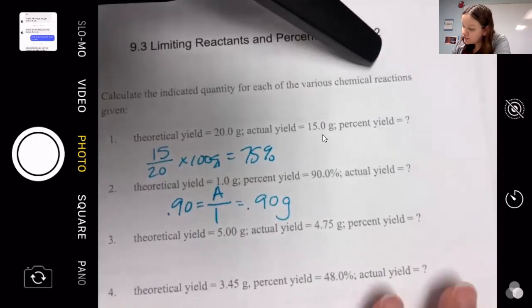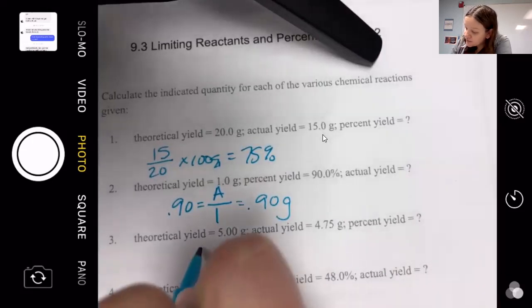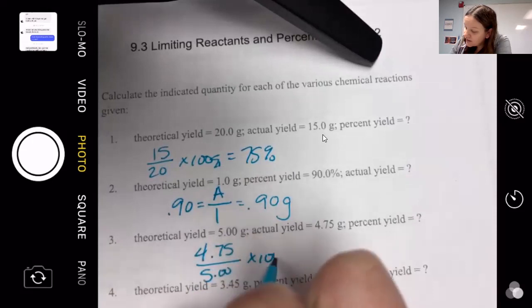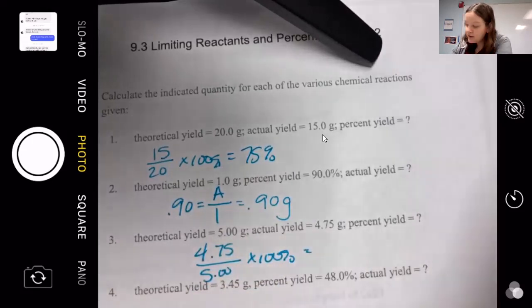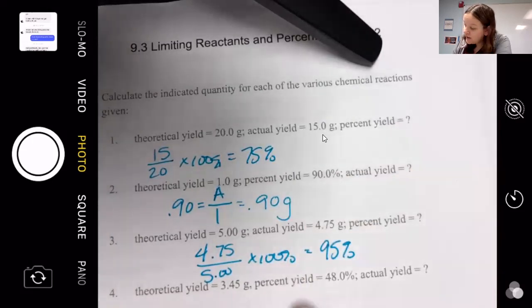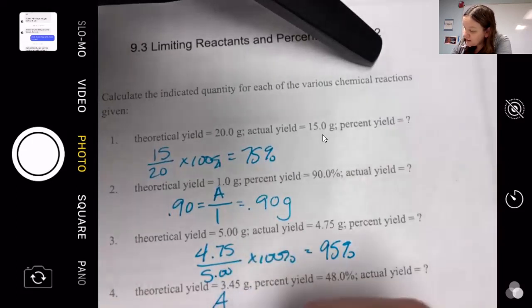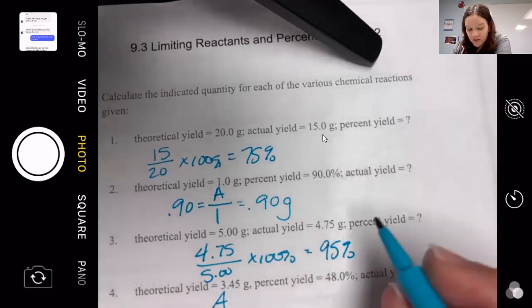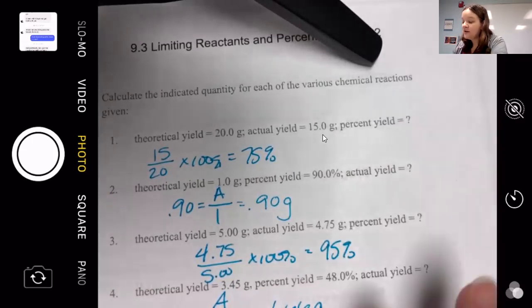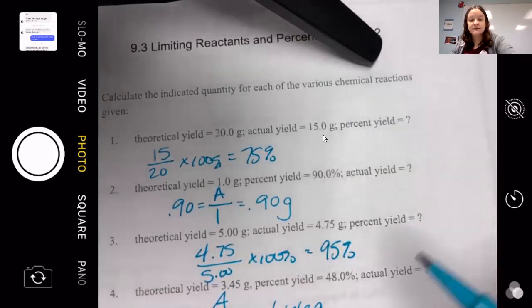The theoretical yield for number 5. So this one we're finding percent again, 4.75 out of 5 times the 100% gives me 95%. And then again, we're finding the actual yield, so 0.48 is equal to my actual yield over 3.45, which is 1.66 grams. Okay, so that's what you should find for each of those.